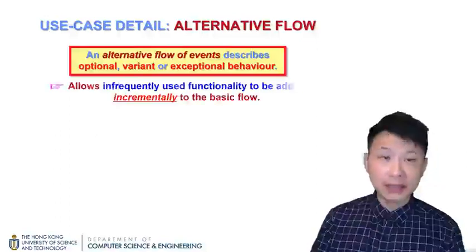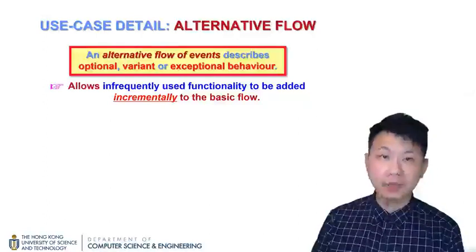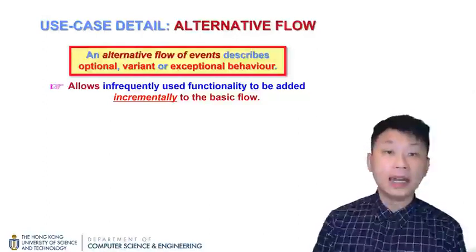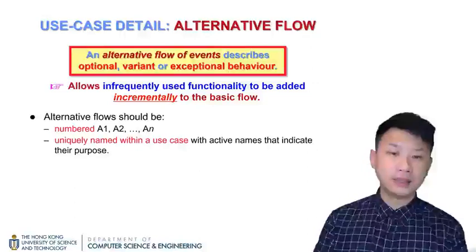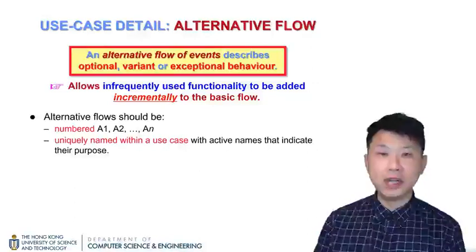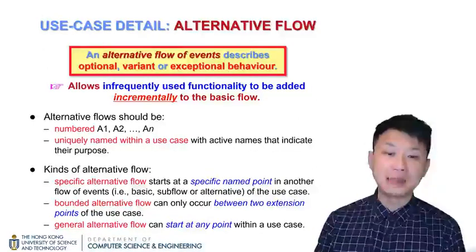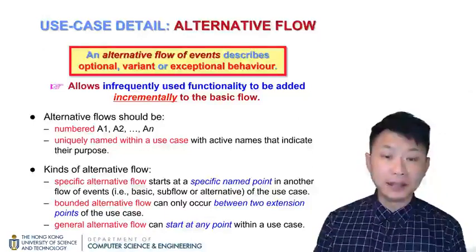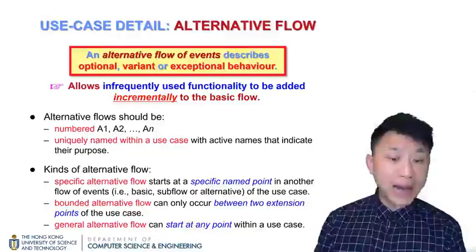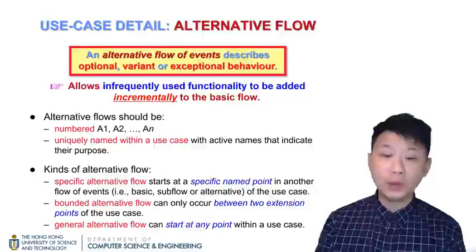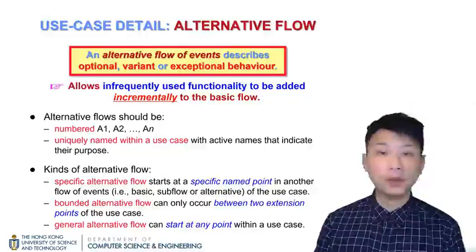So what is an alternative flow? In an alternative flow, we define an alternative flow of events that describes optional, variant, or exceptional behavior. It allows infrequently used functionality to be added incrementally to the basic flow. Alternative flows should be numbered A1, A2, up to AN. There are three kinds of alternative flow that we can specify. A specific alternative flow starts at a specific named point in another flow of events of the use case. A bounded alternative flow can only occur between two extension points of the use case. And finally, a general alternative flow can start at any point within the use case.